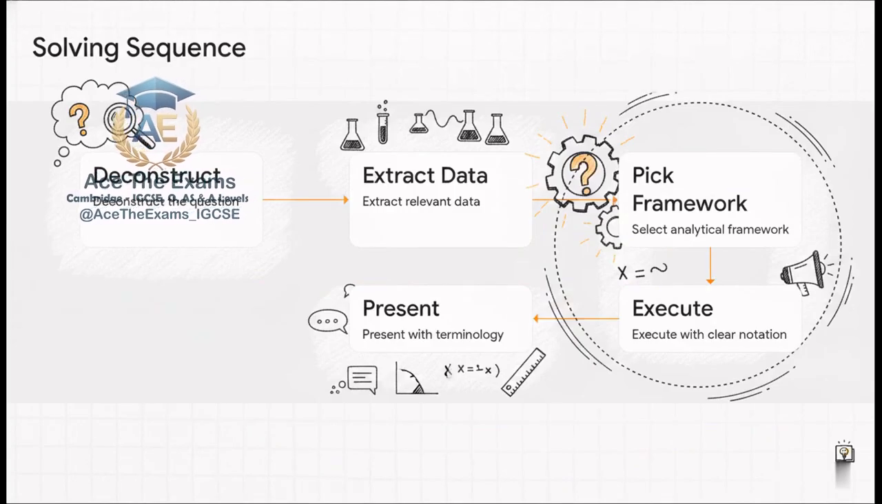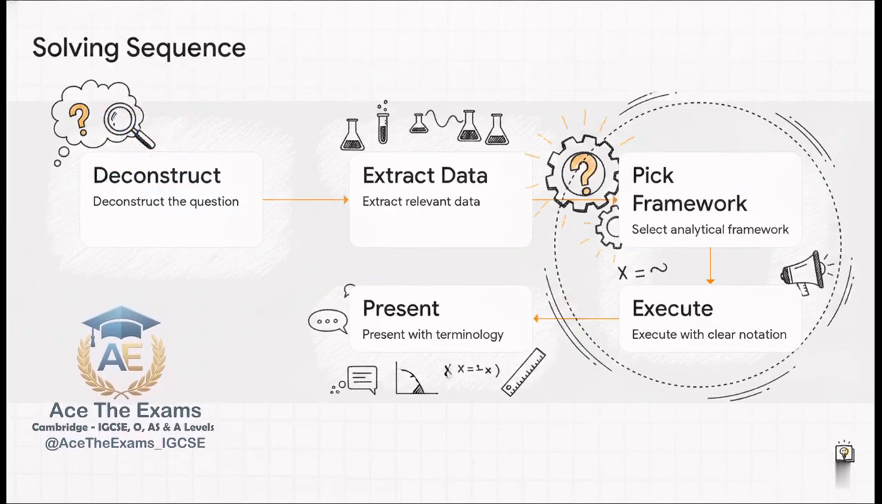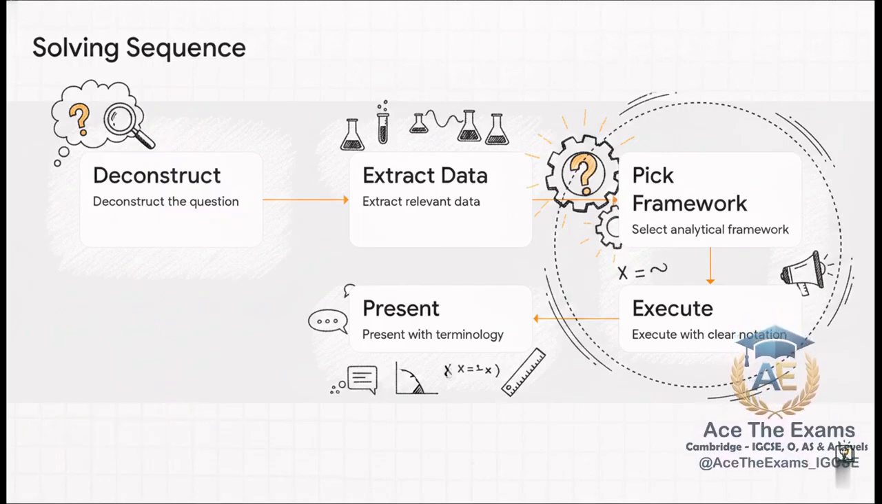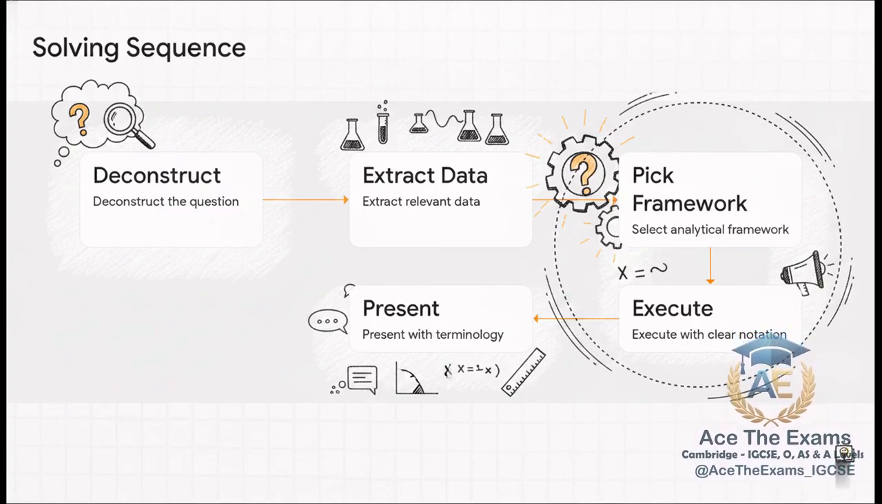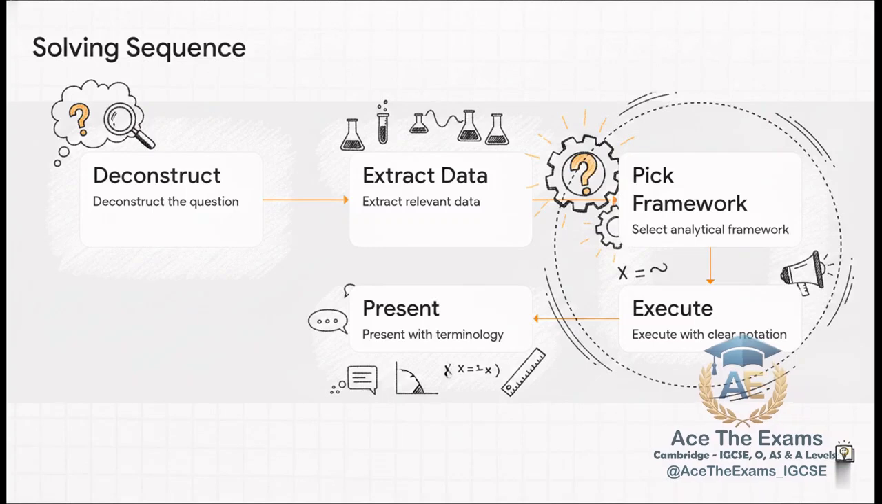To guarantee you get those method marks, Cambridge expects a very standardized problem-solving sequence. Step 1, you deconstruct the question. Step 2, extract the relevant data from the stimulus materials. Step 3, select your analytical framework. Step 4, execute with clear notation. And Step 5, present it all with correct terminology.